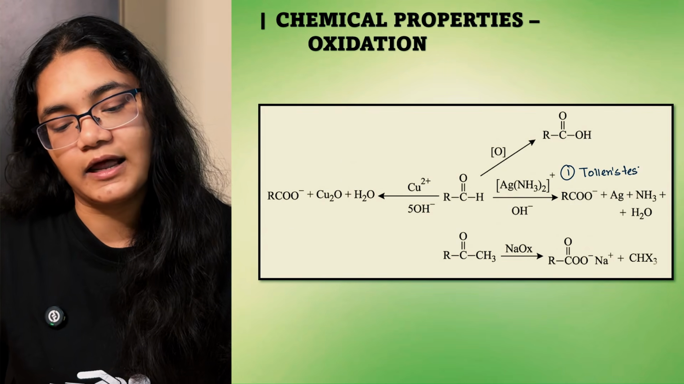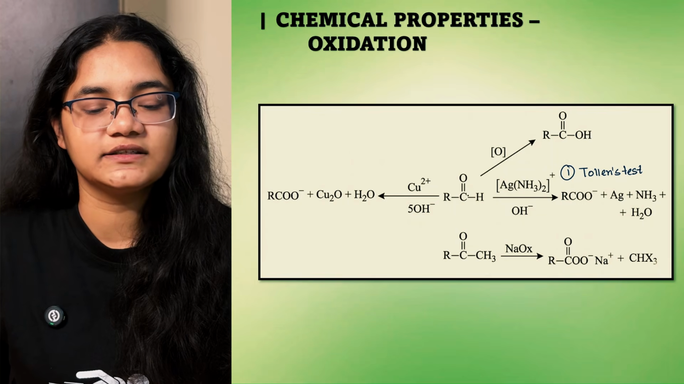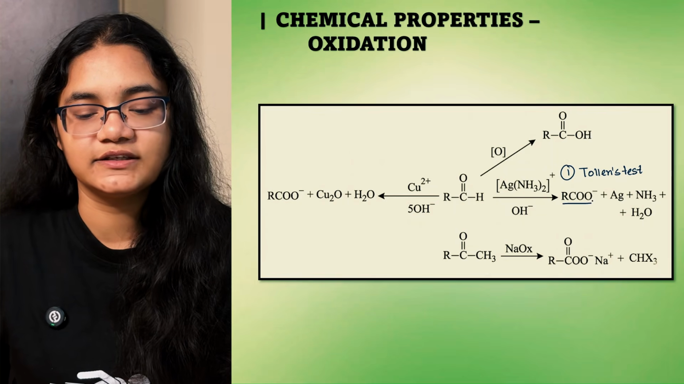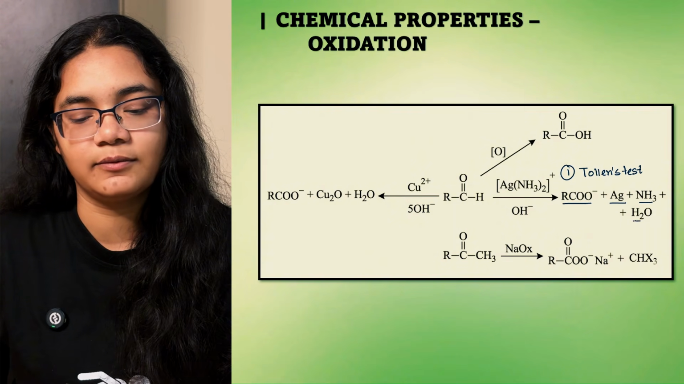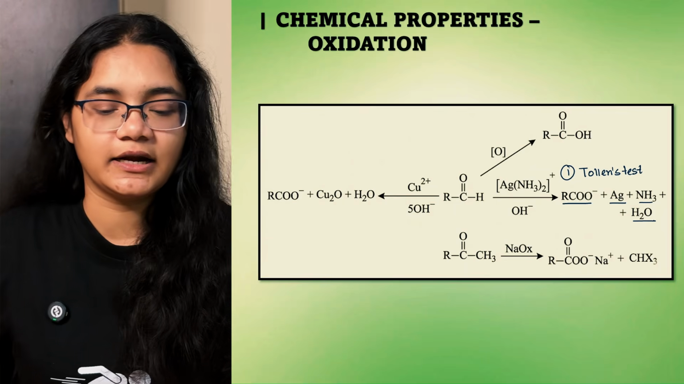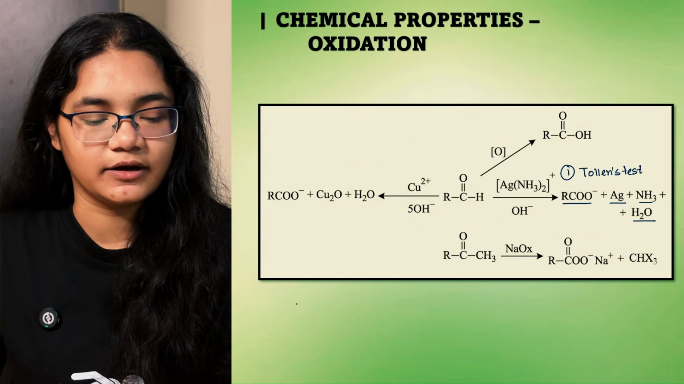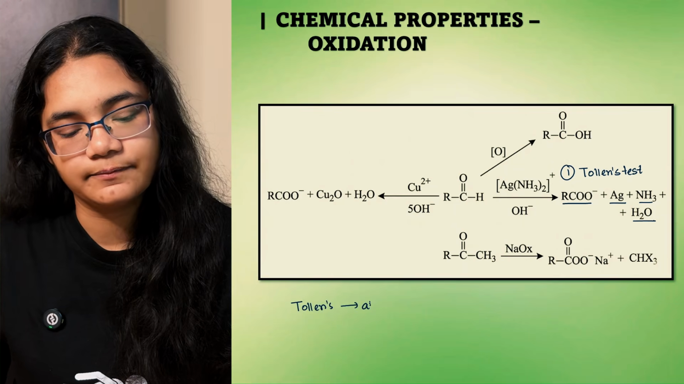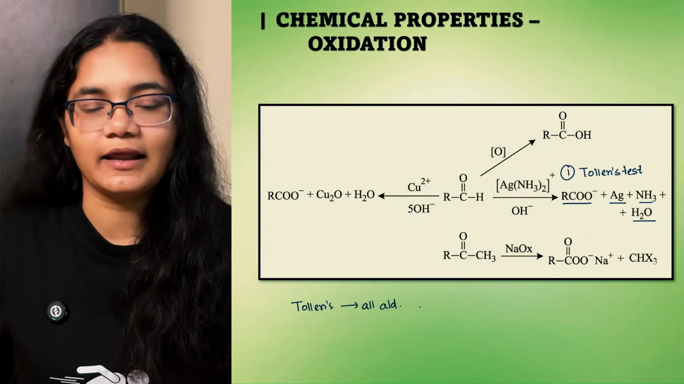You should remember that when you treat RCHO with Ag(NH3)2+, that gives you RCOO minus plus Ag plus NH3 plus water. Silver is formed here, or I can say silver precipitate is formed here. And remember, Tollens' test is given by all aldehydes. All aldehydes will react to this.